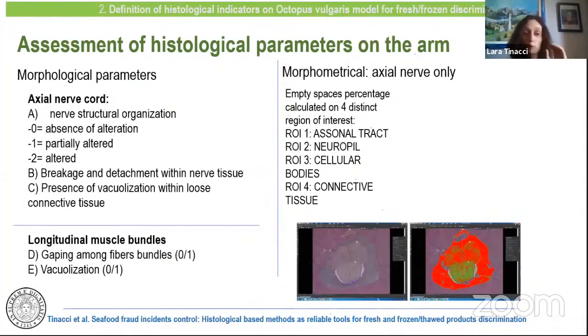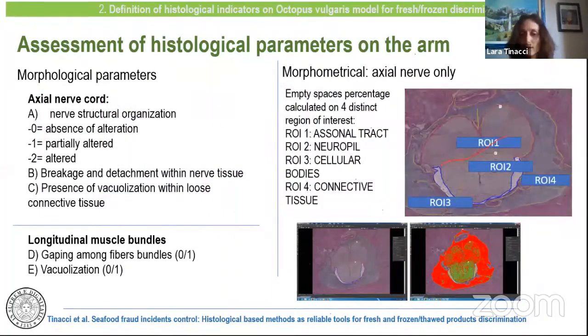So the first one considering only the axial nerve cord, so the central part where the nerve is located, and the other considering the longitudinal muscle surrounding the axial nerve. About the morphometrical analysis, we applied the same white space percentage, but after the subdivision of the nervous region in 4 different regions of interest that I highlighted in the slide.